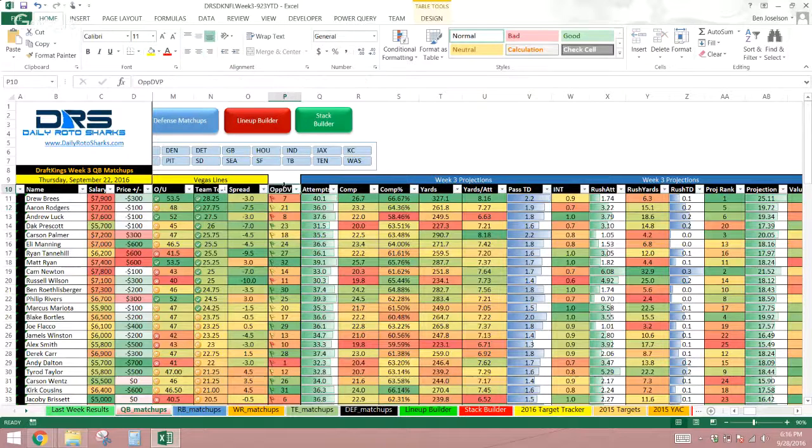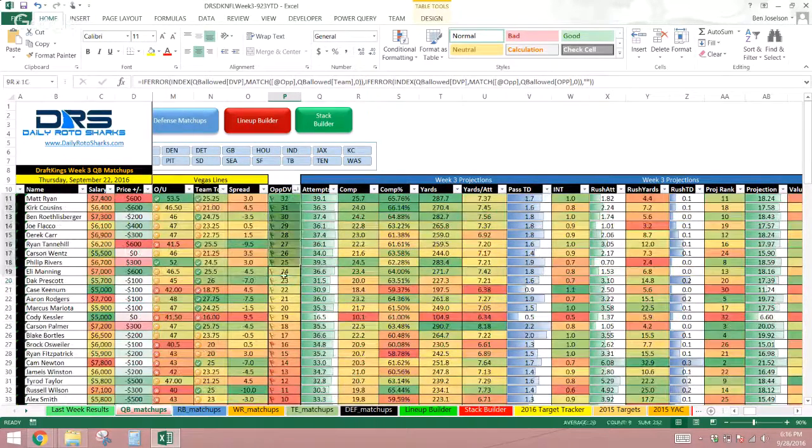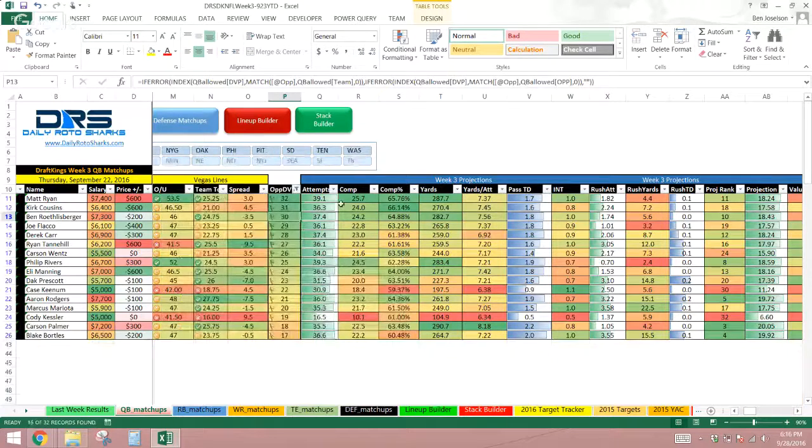This is the opponent defense versus position ranking. So you want to look for players going against good matchups. Good matchups are higher, so you want to look for green. You could do the same number filter, sort just above average, to see which quarterbacks are playing with the best DVPs and stuff, and not look at bad matchups.